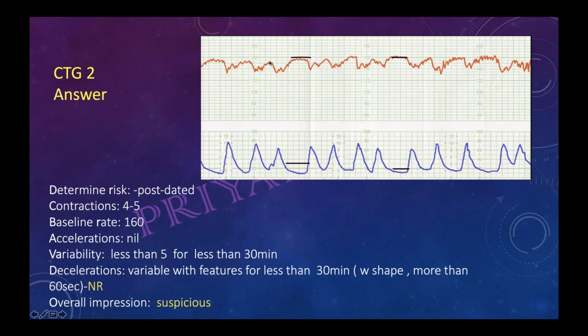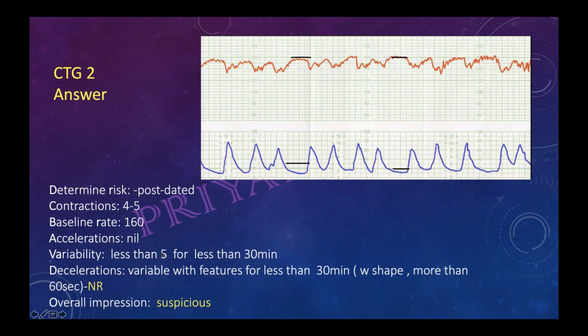So the boxes in between them we count. That will tell variability. This is not a good trace to teach variability. Either you can take this 5 or less than 5, but if we take this less than 5, then it has to be more than 30 minutes for an NR feature. But here we have got only a 20-minute trace, so we cannot put it under NR feature.